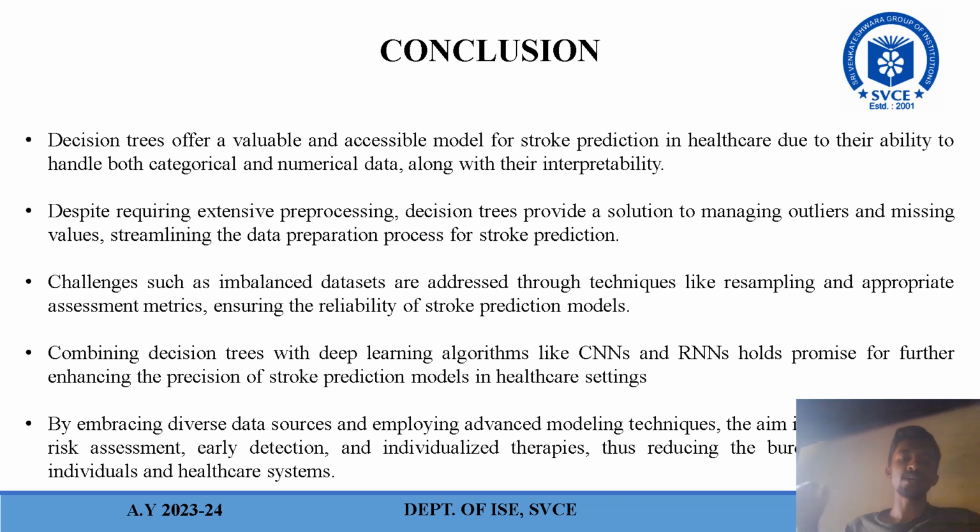Combining decision trees with deep learning algorithms like CNNs and RNNs holds promise for further enhancing the precision of stroke prediction models in healthcare settings. By embracing diverse data sources and employing advanced modeling techniques, the aim is to improve risk assessment, early detection, and individualized therapies, thus reducing the burden on individuals and healthcare systems. It could also highlight the key findings and implications of using decision tree models for stroke prediction, and their potential impact on patient outcomes and reducing healthcare costs.